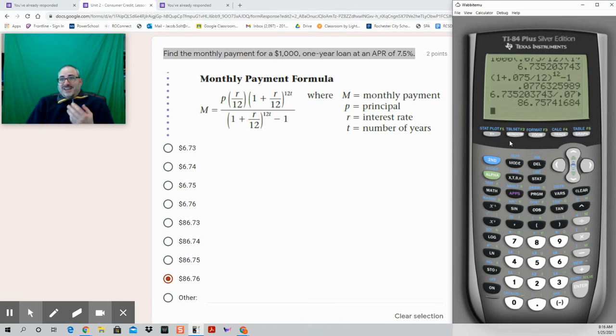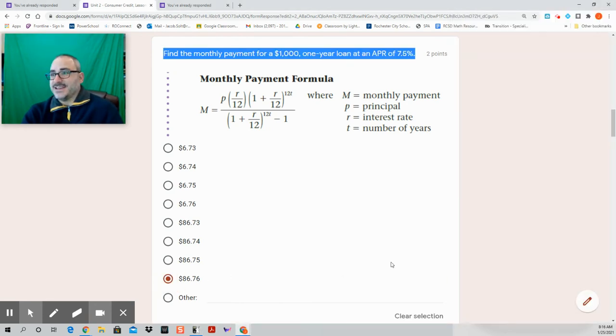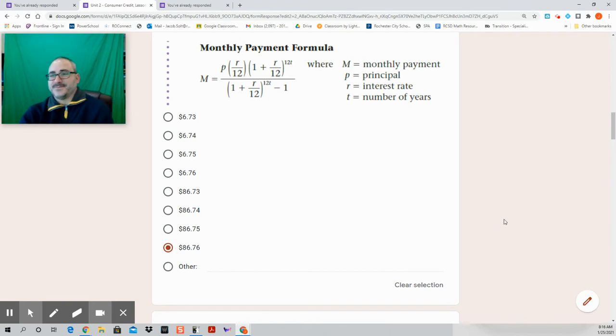This is kind of like a three-step process, right? First, calculate the numerator, then calculate the denominator, then take the numerator divided by the denominator, and then you have your monthly payment. So $86.7757. This is a financial problem, so I need to round this to the nearest cent. The 7 here in the thousandths place rounds this 5 here up to a 6. So I have $86.76. And I choose that right there, $86.76, as my response for that question.